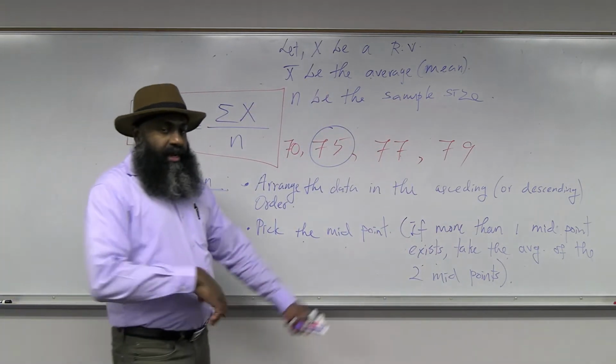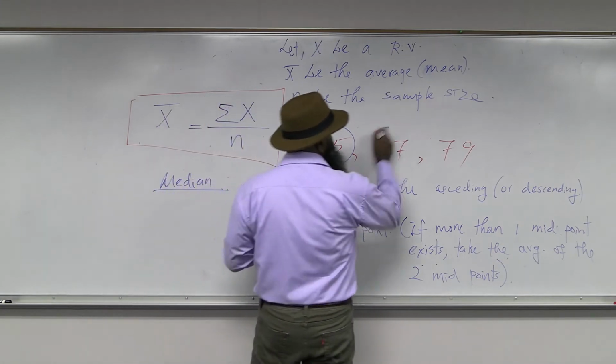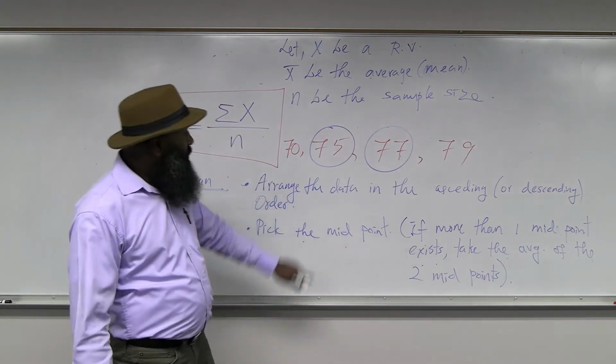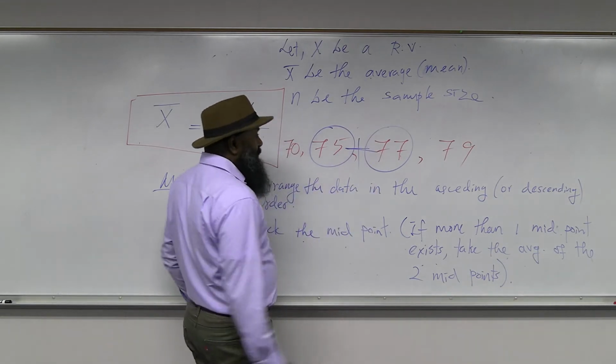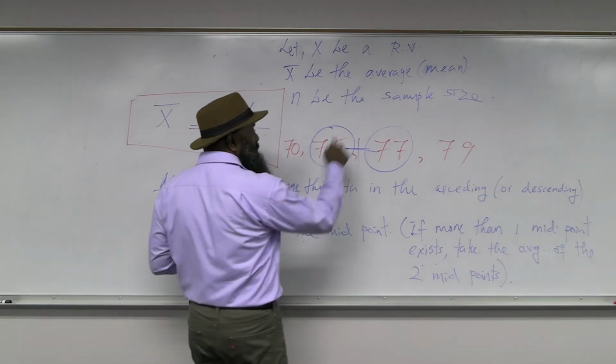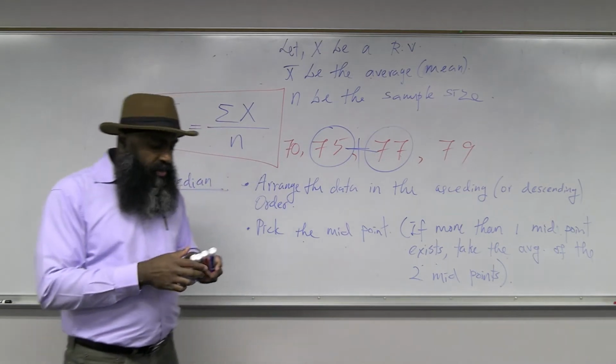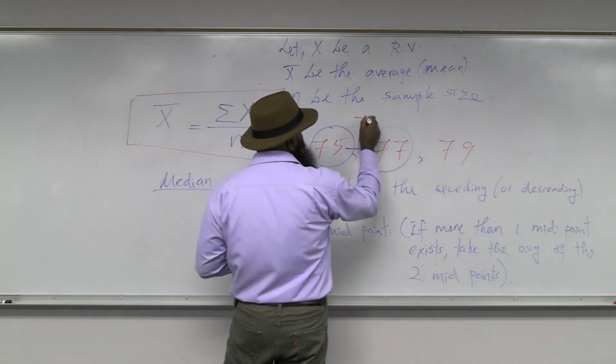Now, what's the median? I have two data points in the middle, so I have to take the average between those two. The average will be 76: 75 plus 77 divided by 2 is 76. So the median will be 76.